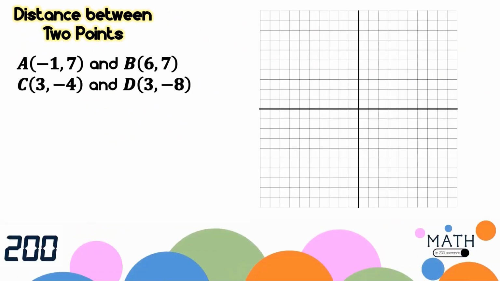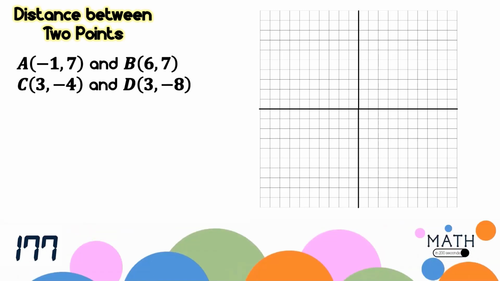To solve for the distance between 2 points, we can use what we call the distance formula. But for these two sets of points given here, we may not use that distance formula yet. This is because our points here share the same either x or y coordinate. Look at AB. You have the same y coordinate. For CD, you have the same x coordinate.